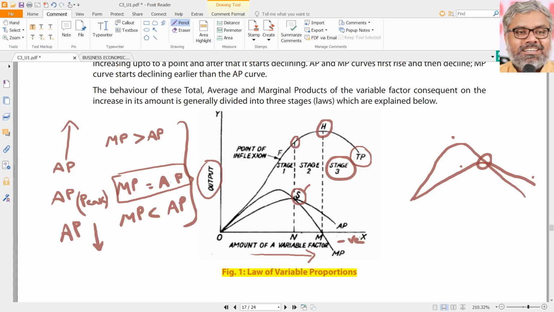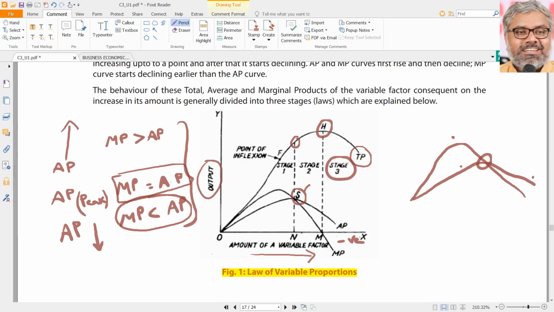And what is the feature of this stage 2? That we already know. After the point S, what is happening? The marginal product is also going down. Average product is also going down, no doubt. However, marginal product is less than the average product. In this stage, marginal product is less than the average product. That is the characteristic of stage 2.